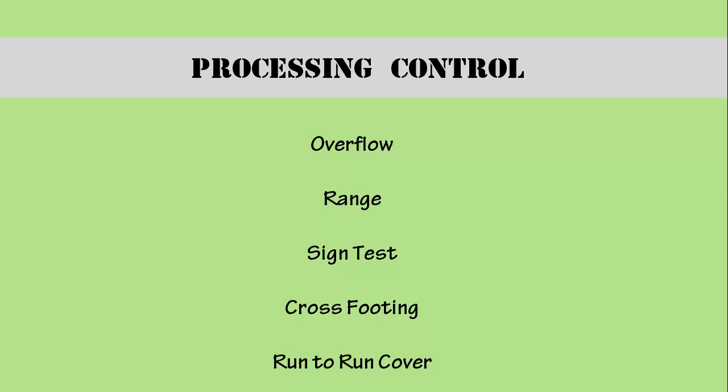So these are the major 5 checks which can create a problem for you if the validation is not done properly. Overflow, range, sign test: there could be a problem with the sign, there could be a problem with the range which you have fixed, there could be overflow of the information. Cross-footing can happen, and finally run-to-run error may happen if you are transferring data from one run to another, another to another. That's going to happen in the processing controls. So I am sure that you guys must have got clarity with respect to processing control as well. Now let's move to our next topic, and that will be recording control.